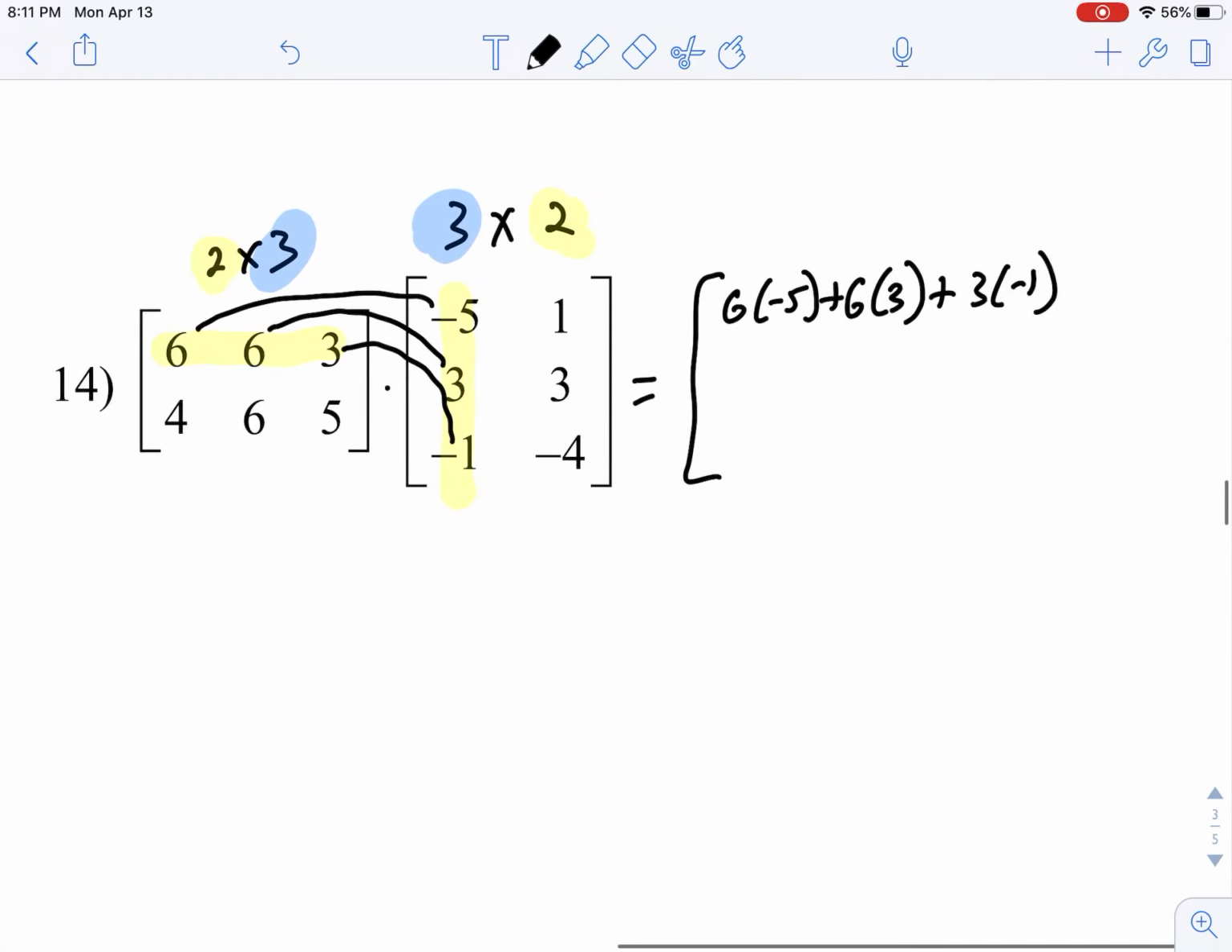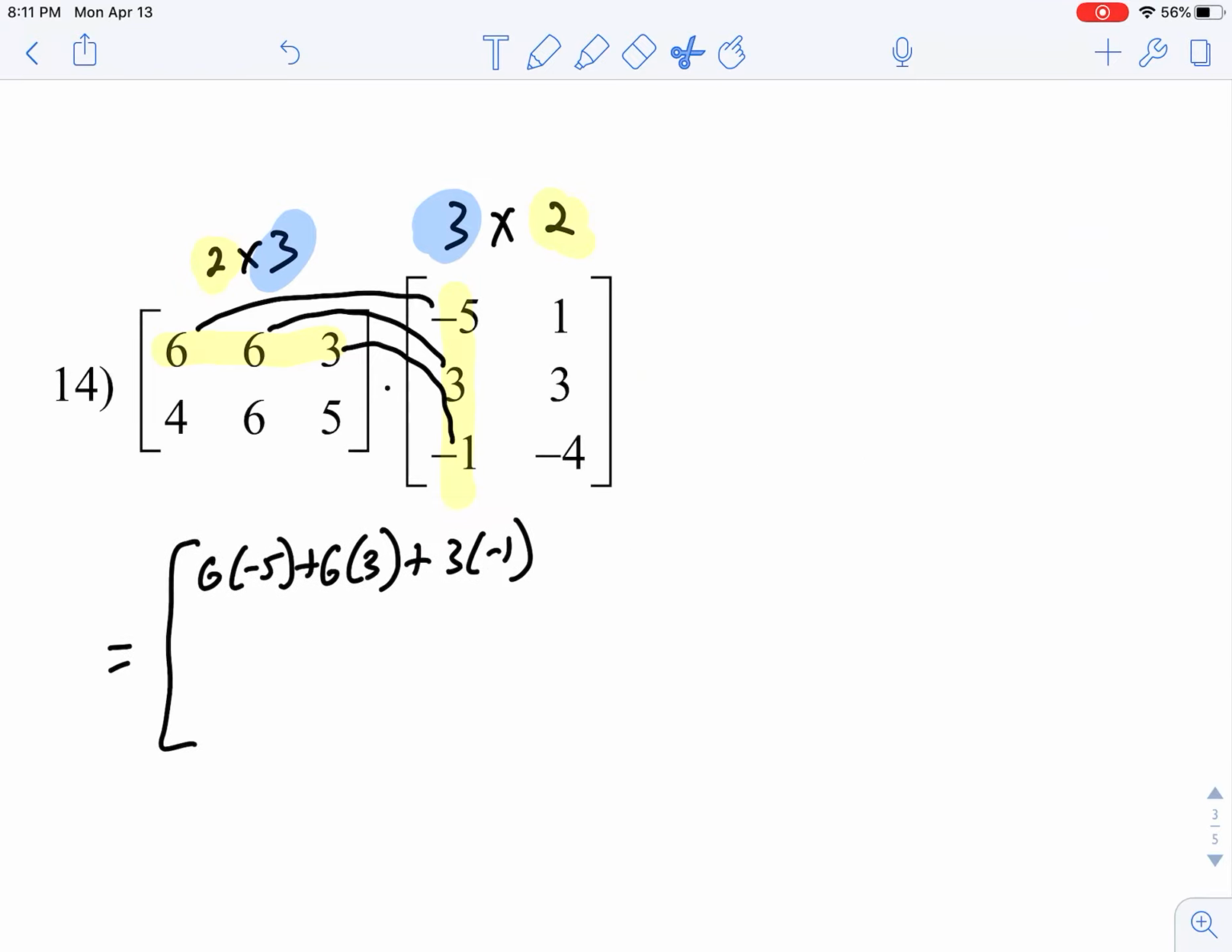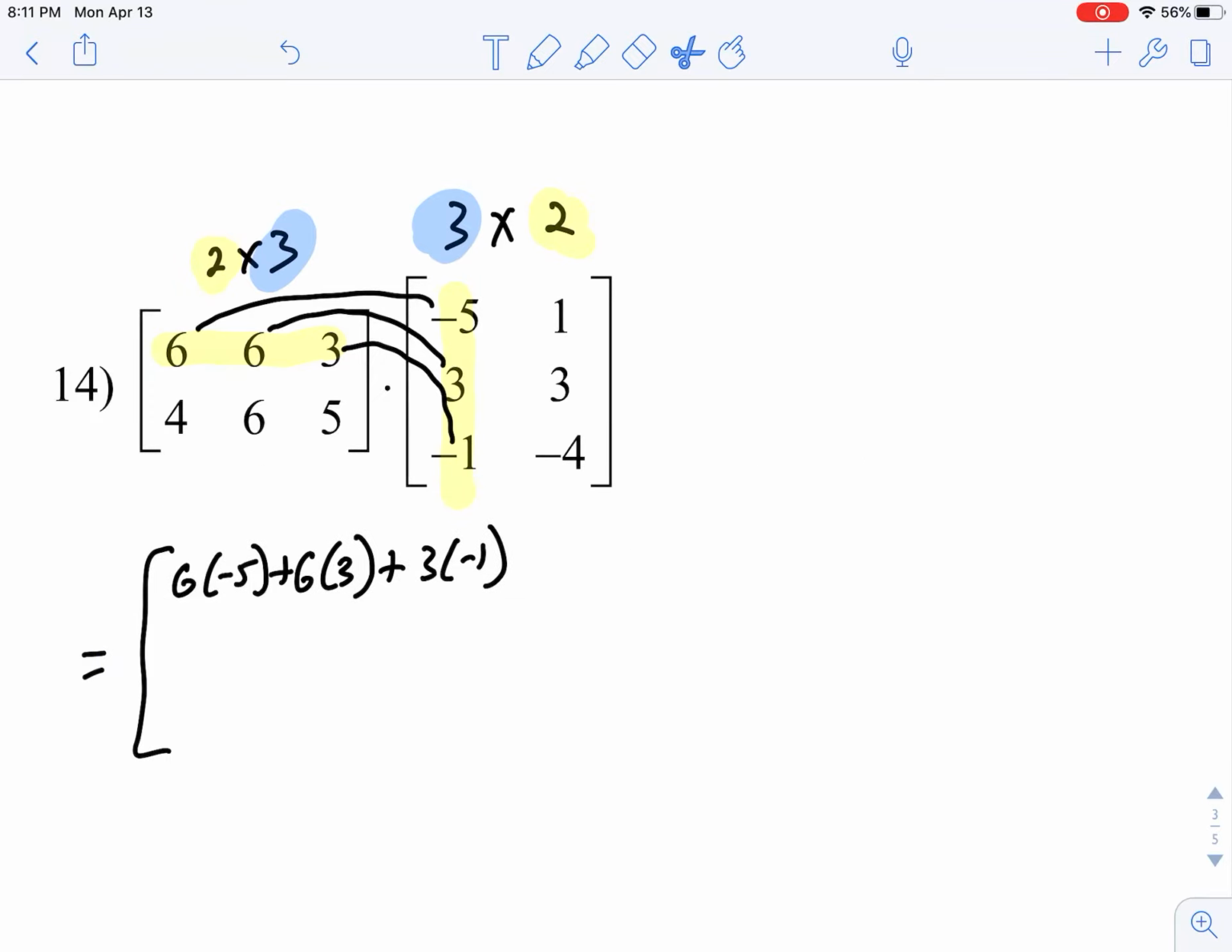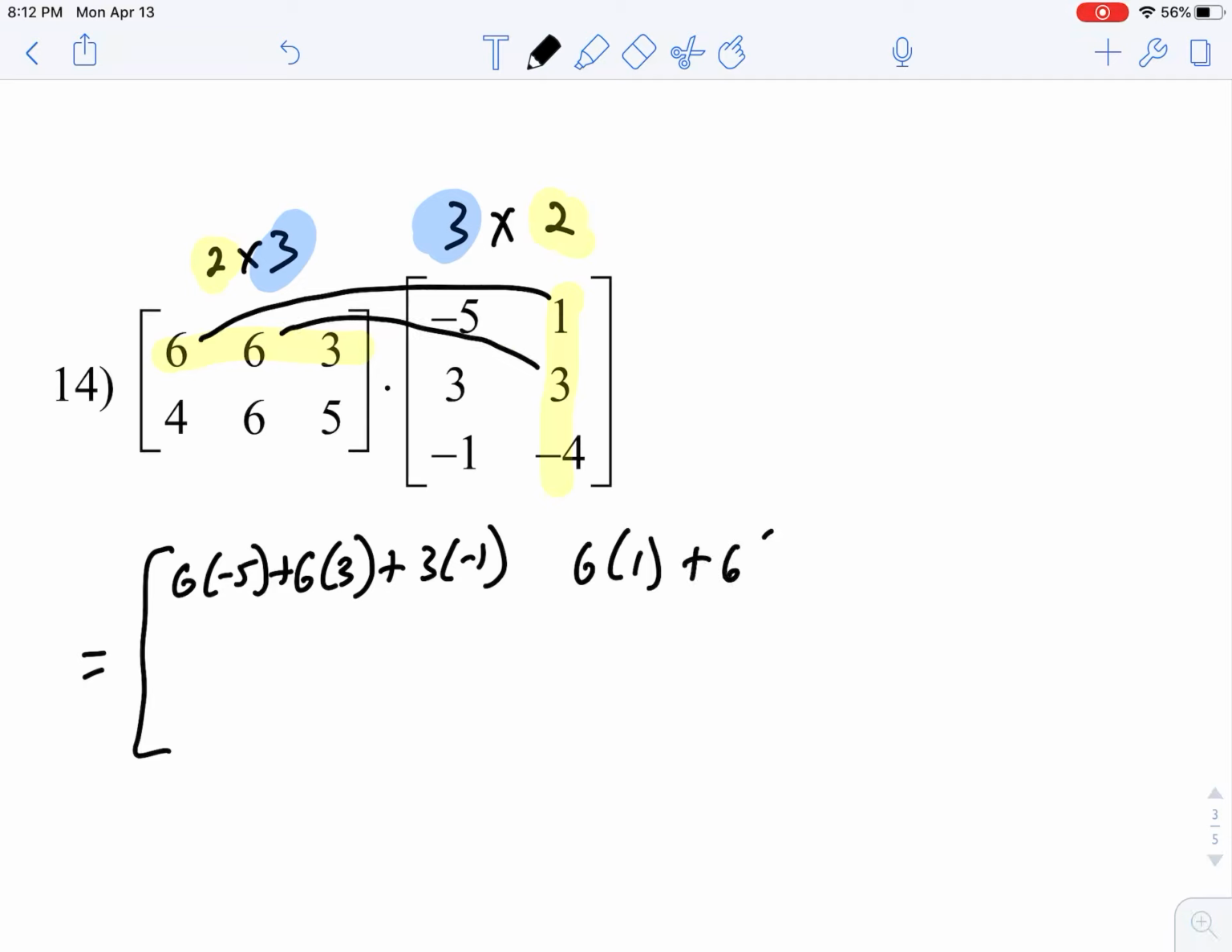Then I realize that I'm going to be running out of room, so I'm going to move this down here. So we did the first row by the first column. Now we need to do the first row by the second column. 6 times 1 plus 6 times 3 plus 3 times negative 4. The first row has done both columns, so we're done with the first row.